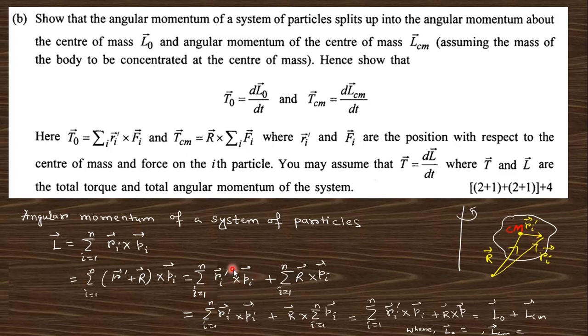So this is the angular momentum with respect to the center of mass, which is written as L0. And another part is R cross pi. So R is constant, taken out from the summation. The summation of pi is the total momentum of this body, right? So R cross P will give you the angular momentum of the center of mass. So the angular momentum of any body will equal the angular momentum of this body with respect to the center of mass plus the angular momentum of the center of mass. Okay, after that you need to prove this relation.